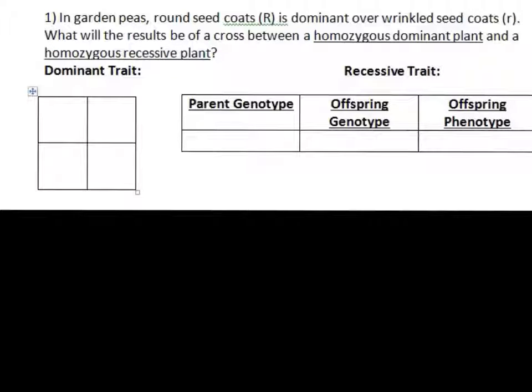Now, there's a system for going through and answering these problems, which I'll lay out for you in the very last part of this video. But the first thing I always suggest you do is figure out what's dominant and what's recessive. So if we look back at our problem, you'll see that round seed coats are dominant. So we're going to write that in under our dominant trait. The dominant trait here is round. The recessive trait then is wrinkled.